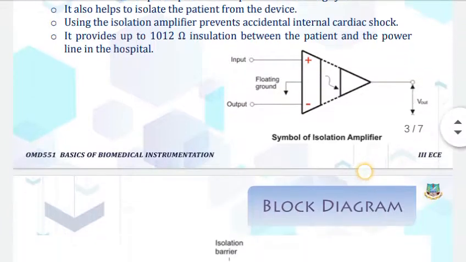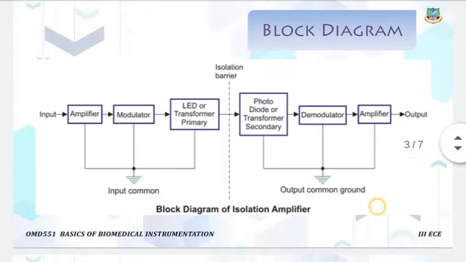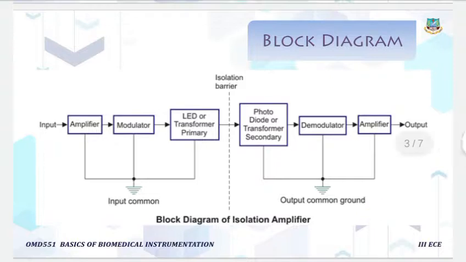Next we are going to see the block diagram of this isolation amplifier. In this isolation amplifier, the input is connected to the amplifier, then to the modulator, then to the LED or transformer primary, then to the photodiode, then to the transformer secondary, then the demodulator, then the amplifier, and we get the output. Let's see in detail.